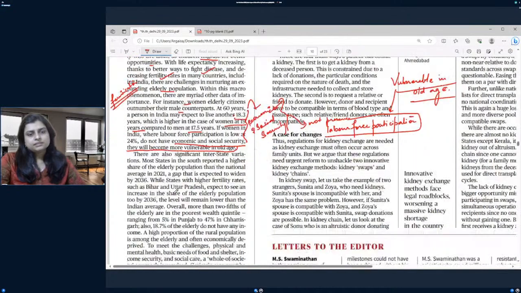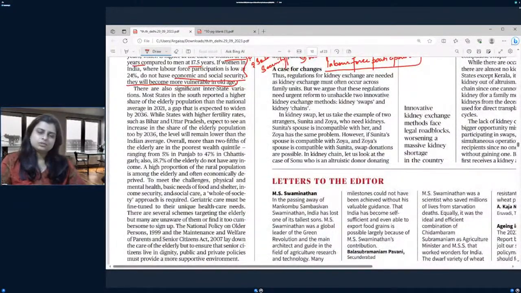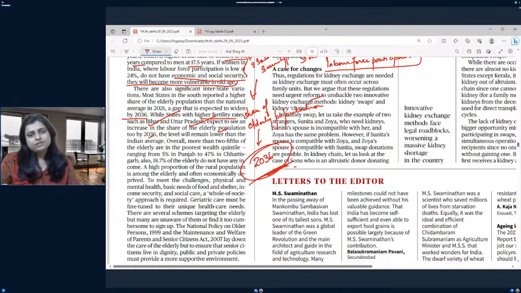Fine, there are also significant interstate variation. Most states in the south reported a higher share of elderly population than the national average in 2021, a gap that is expected to widen by 2026. So, while states with higher fertility rates such as Bihar and Uttar Pradesh expect to see an increase in the share of elderly population too by 2026. So, they are saying that you will find that this share is going to increase. And when it is going to increase, what is going to happen? This is further going to increase by 2036. The level will remain lower than the Indian average.